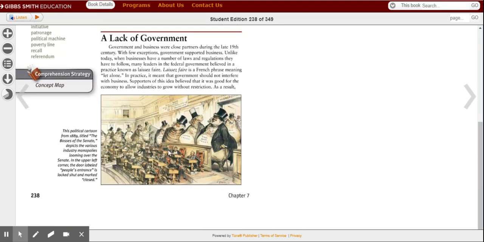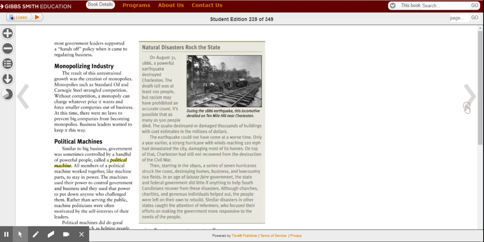Now, you can see in this political cartoon from 1889, the bosses of the Senate, and it depicts these various industry monopolies looming over the Senate. In the upper left corner, the door labeled People's Entrance is locked shut and marked closed. So the point of this image is, you've got these what we call fat cats, these rich guys, and they are literally telling the government, that's the little guys sitting in the Senate chambers, how to vote, how to behave, how to do everything when it comes to running the government. So these corporations were controlling the government more than the government itself. And the people certainly didn't have a say.